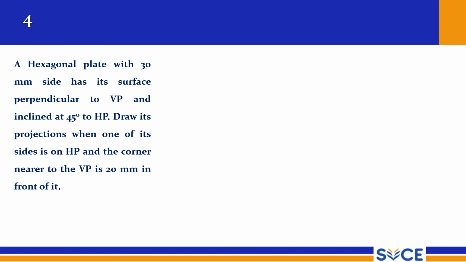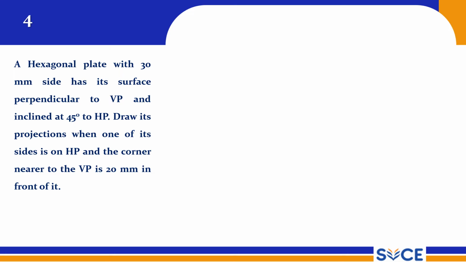Draw its projections when one of its sides is on HP and the corner nearer to VP is 20 mm in front of it. So the corner nearer to VP is 20 mm. This 20 mm distance you have to measure in the top view, so you have to draw the top view. That is very important. The orientation is clearly given, and this is a two-step problem, and you have to assume that the given surface is parallel to HP in the first step, and then in the second step you have to tilt it to 45 degrees.